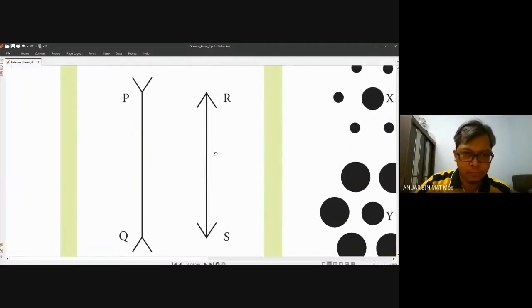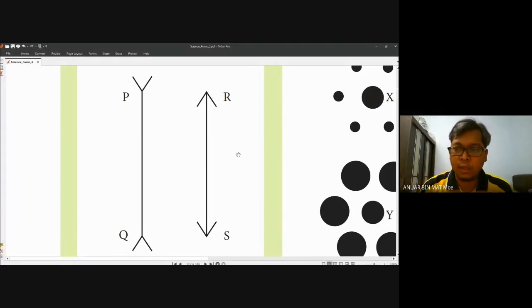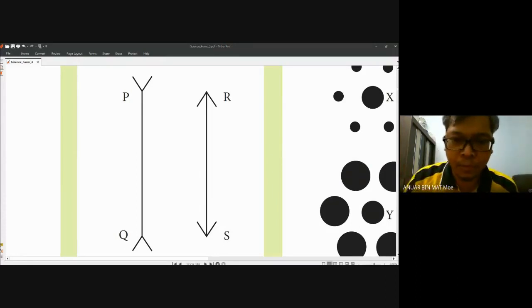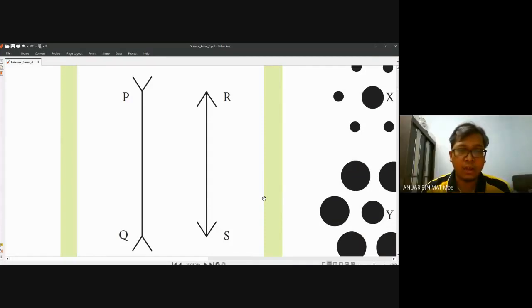If I ask you between these two lines here, PQ and RS, which one do you think has the longer line, PQ or RS? PQ. According to the picture here, PQ seems longer. The line from P to Q seems longer than R and S, right?